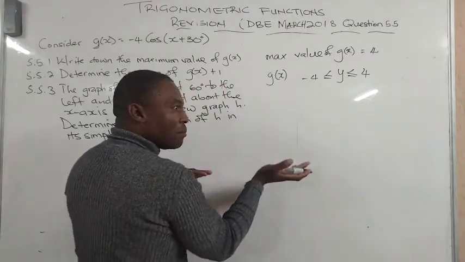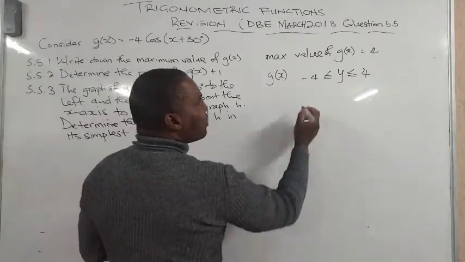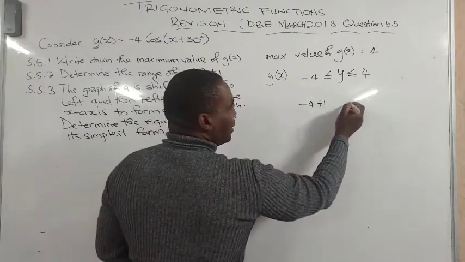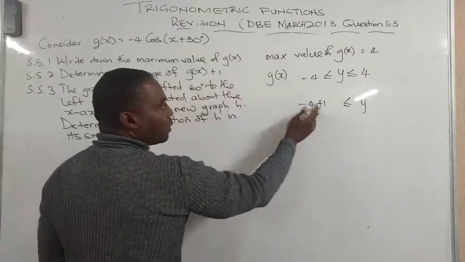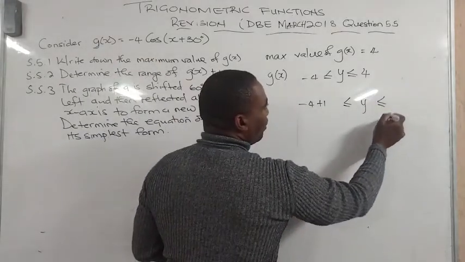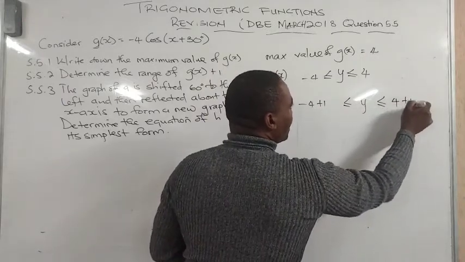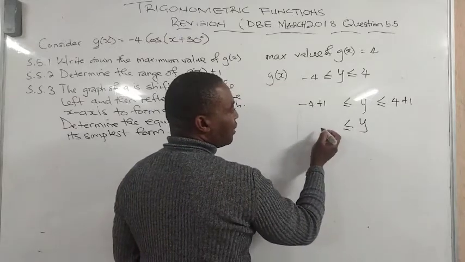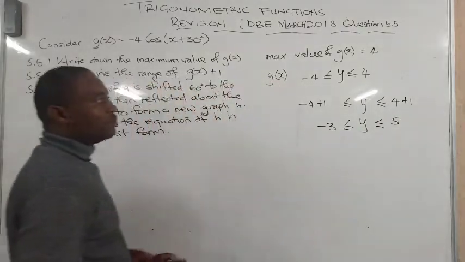That means the minimum is moving from negative 4, 1 unit up, that is negative 4 plus 1. So our y will be greater or equal to negative 4 plus 1, but less or equal to 4 plus 1, as this one will move up by 1 unit. So basically our y now becomes greater or equal to negative 3, but less or equal to 5.